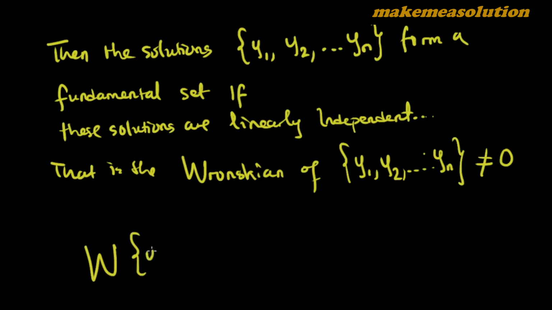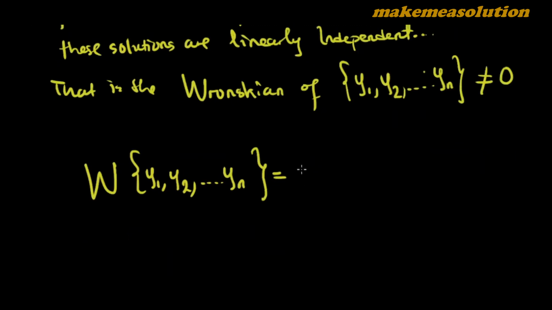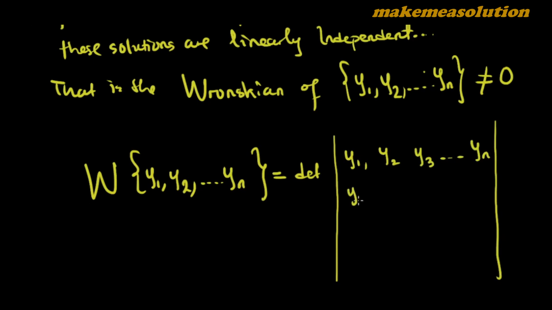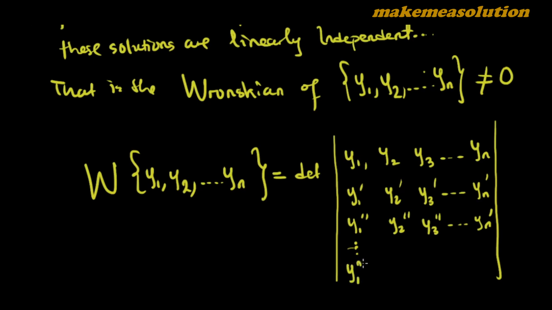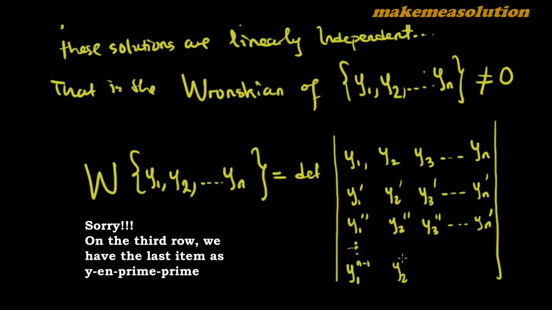The Wronskian of some solutions y1, y2 up to yn is going to be a matrix. You're going to find the determinant of some n by n matrix formed by y1, y2, y3 up to yn. Then you differentiate: y1 prime, y2 prime, y3 prime, up to yn prime. Then y1 double prime, y2 double prime, y3 double prime, up to yn double prime. You keep differentiating until you get to the (n-1)th derivative of y1, the (n-1)th derivative of y2, the (n-1)th derivative of y3, and so on up to the (n-1)th derivative of yn. So this is how to form your Wronskian matrix.